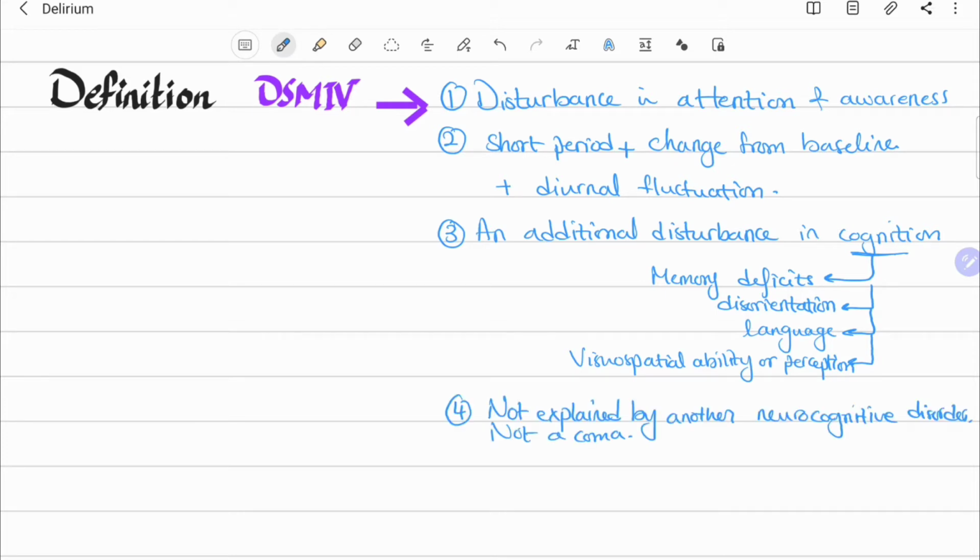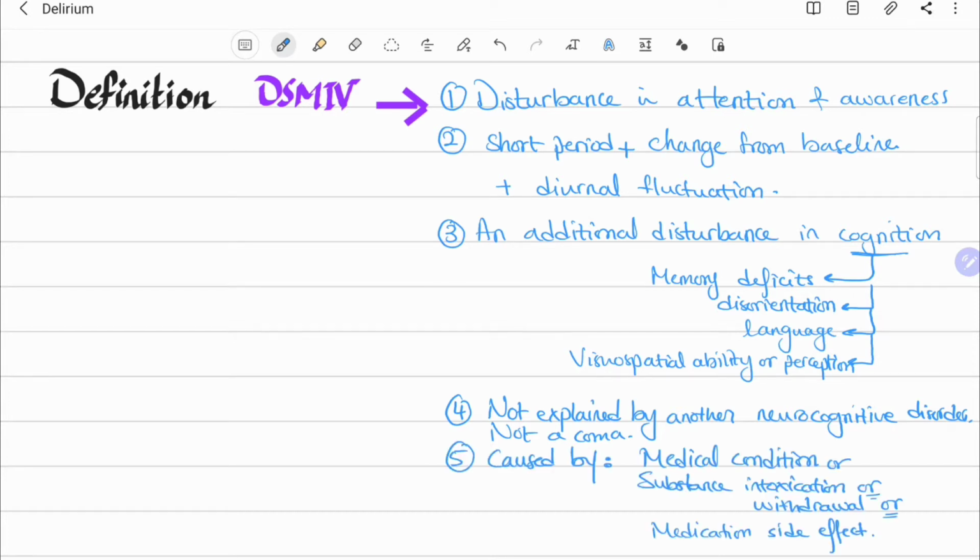The disturbances are also not better explained by another pre-existing, evolving, or established neurocognitive disorder, and do not occur in the context of severely reduced level of arousal such as coma. And finally, there is evidence from the history, physical examination, or laboratory findings that the disturbance is caused by a medical condition, substance intoxication, or withdrawal, or medication side effect.